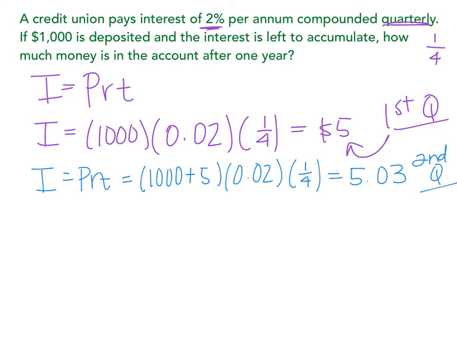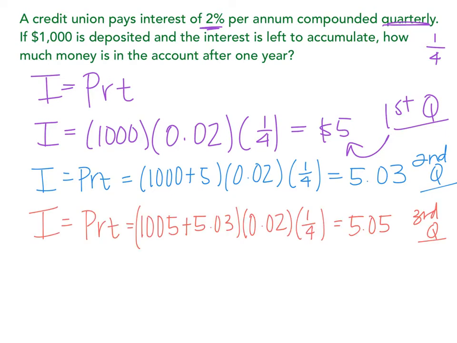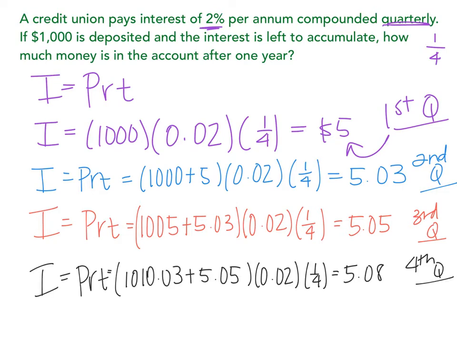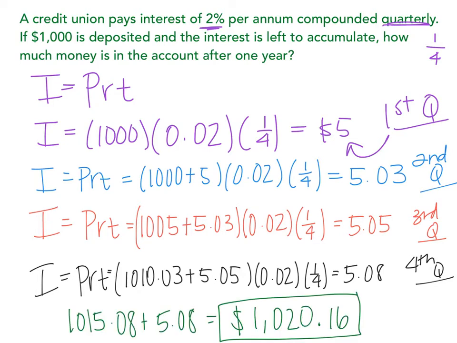So now I've calculated it for the second quarter, and instead of this 1,000, I have 1,000 plus 5, or $1,005 as I start the second quarter. And now I've gained another $5.03. So I'm going to add this to find out the third quarter. All right, so I've calculated that, and I've gained an extra $5.05 for the third quarter. And finally, let's calculate for the fourth quarter. All right, and I've calculated that to give me an extra $5.08 for the fourth quarter, bringing me to a total of $1,020.16 for the year.